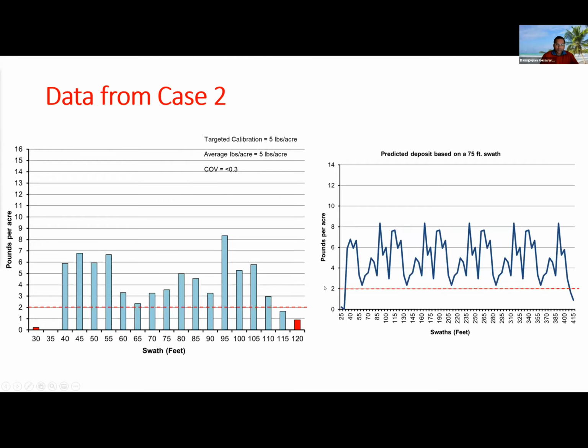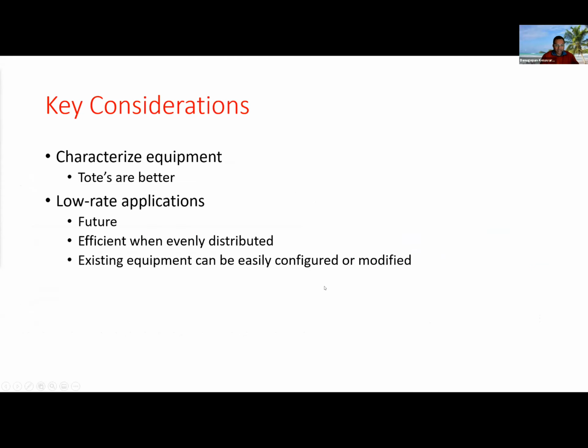All right, so moving on. Some of the key considerations. So what would you do? First and foremost, for characterizing the equipment, you want to use the right type of container that you're going to place under those aircraft or drones for that matter. So totes are a little better, mainly because of the opening that is there. The bigger the opening, the better you're going to be in estimating closer to the true average of what you're actually getting.